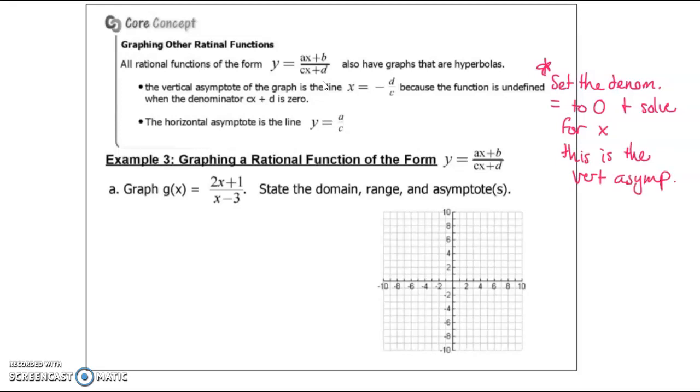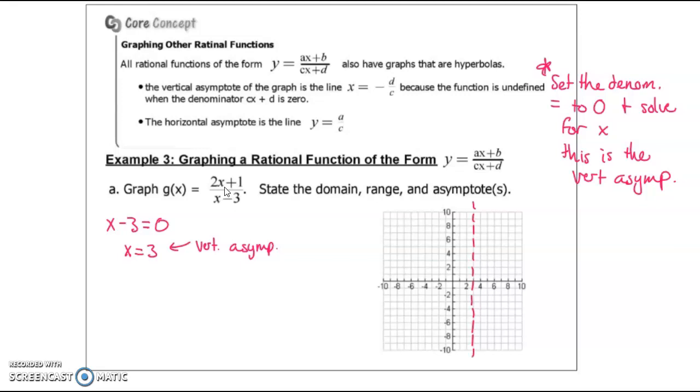All right, so just to show you that real quick down here, on example 3, the denominator is x minus 3. So when that denominator is 0, it's going to be undefined. So if you set the denominator equal to 0 and solve, you get x equals 3. So this is going to be your vertical asymptote. And we'll go ahead and draw that on there real quick, and then we'll go back up to the top and figure out how to find the horizontal asymptote.